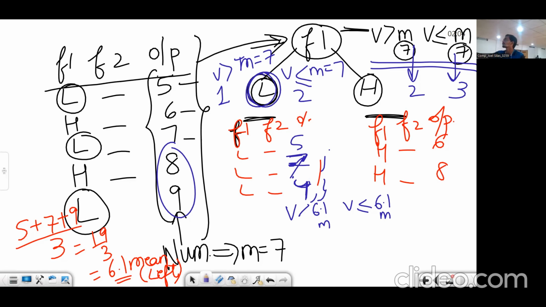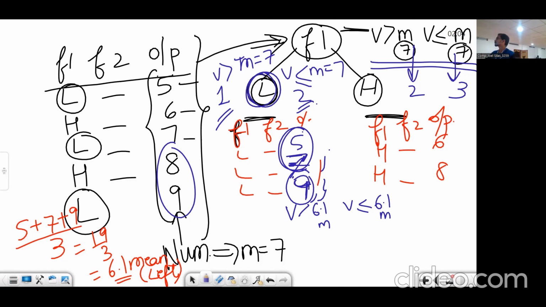5, 7, and 9. Now, in this particular subset, there is only one value which is greater than the mean 7, that is 9. So I've written 1. And in this subset, there are 2 values which are less than or equal to 7. So I've written 2.